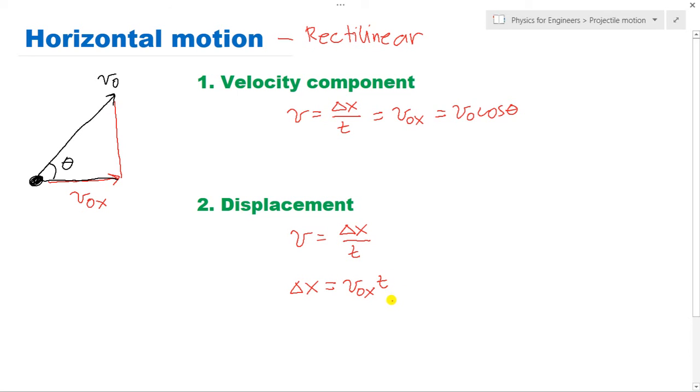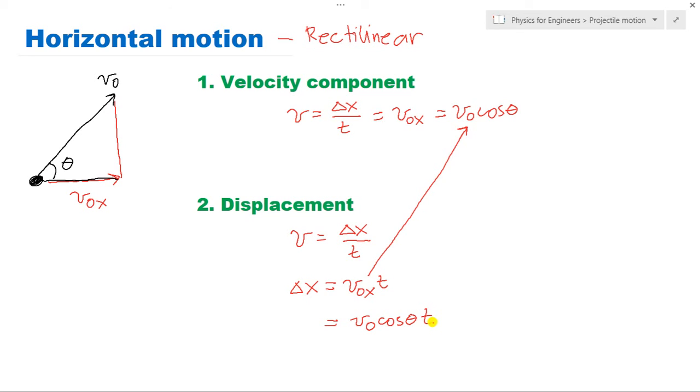And what is our Vx again? Vx is equal to this. Therefore, we can rewrite our displacement as V0 cosine theta t. So, ganun lang. Ganito lang hahanapin yung displacement natin along the horizontal direction.